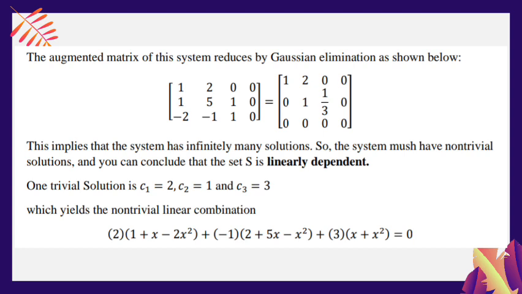Now, one non-trivial solution is C sub 1 equals 2, C sub 2 equals negative 1, and C sub 3 equals 3, which yields the non-trivial linear combination 2 times (1 plus x minus 2x squared) plus negative 1 times (2 plus 5x minus x squared) plus 3 times (x plus x squared) equal to 0.